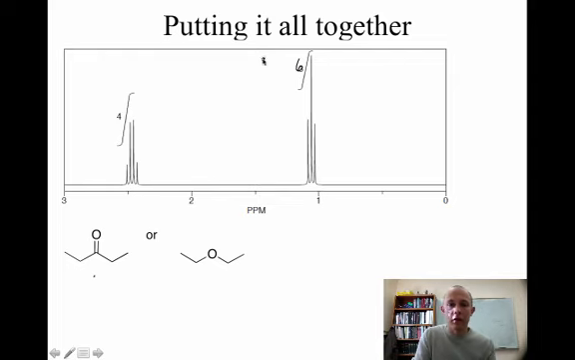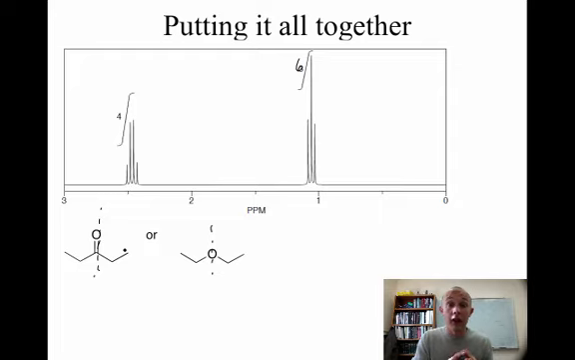So we get a ratio of 4 to 6, which makes sense, right? In each one of these we should have a triplet that integrates to 6 and a quartet that integrates to 4, because this has a symmetry plane and this has a symmetry plane. The quartet should be further to the left in both, and the triplet should be further to the right, because in both cases they're further away from the oxygen. So how can we tell the difference between these two molecules?